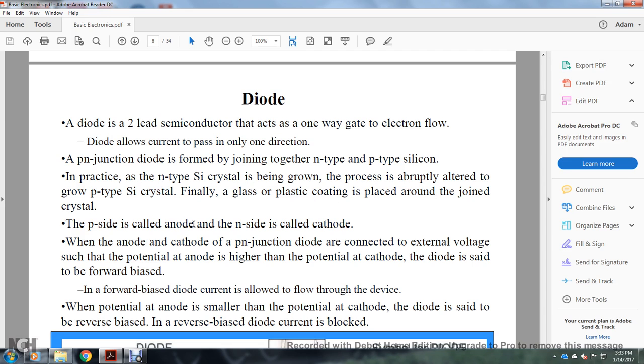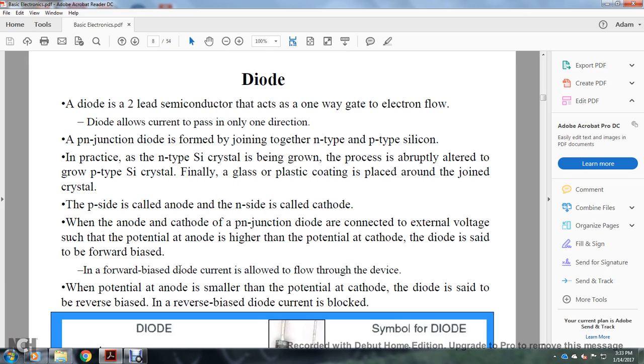The positive side is the anode and the negative side is the cathode. When a positive-negative junction diode is connected to an external voltage such that the potential of the anode is higher than the potential of the cathode, the diode is said to be forward biased. And a forward biased diode allows current to flow through the device.